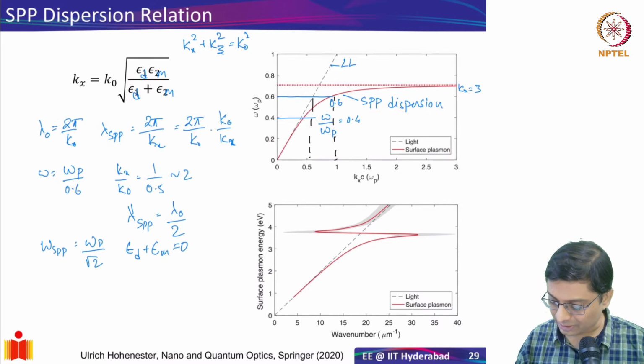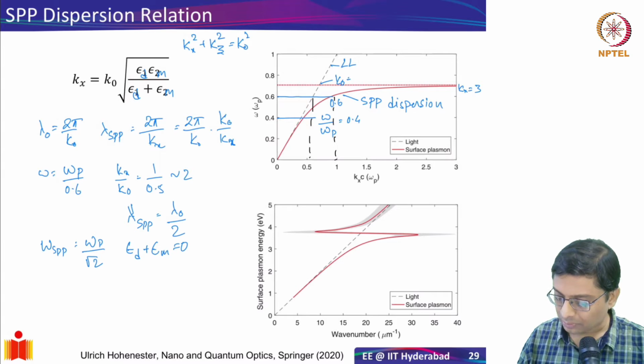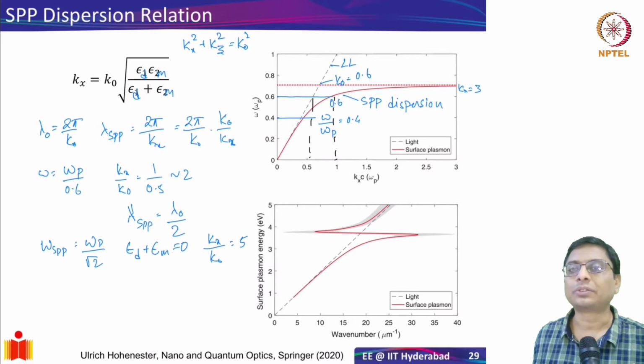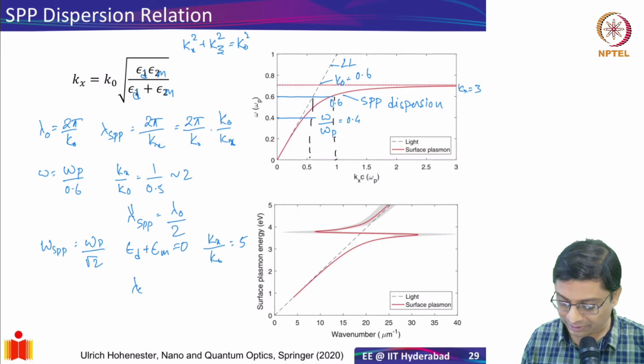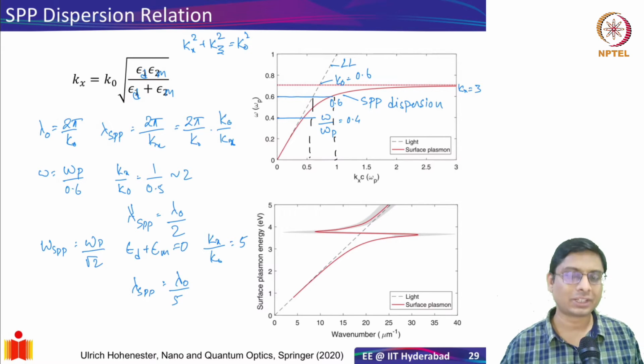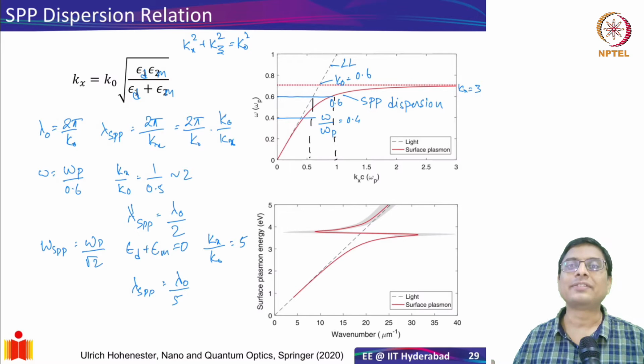And my k naught is roughly going to be 0.6, let's say. Okay. So for this case, my kx by k naught is going to be 5. So at the plasmon polariton frequency, my lambda SPP, the wavelength of the surface wave, is going to be lambda naught by 5. So essentially, as I'm approaching the resonance frequency, I'm seeing that my wave is having much smaller wavelength than the free space. Okay. So this is the confinement we talk about, or how much smaller is the wave compared to the free space wavelength.